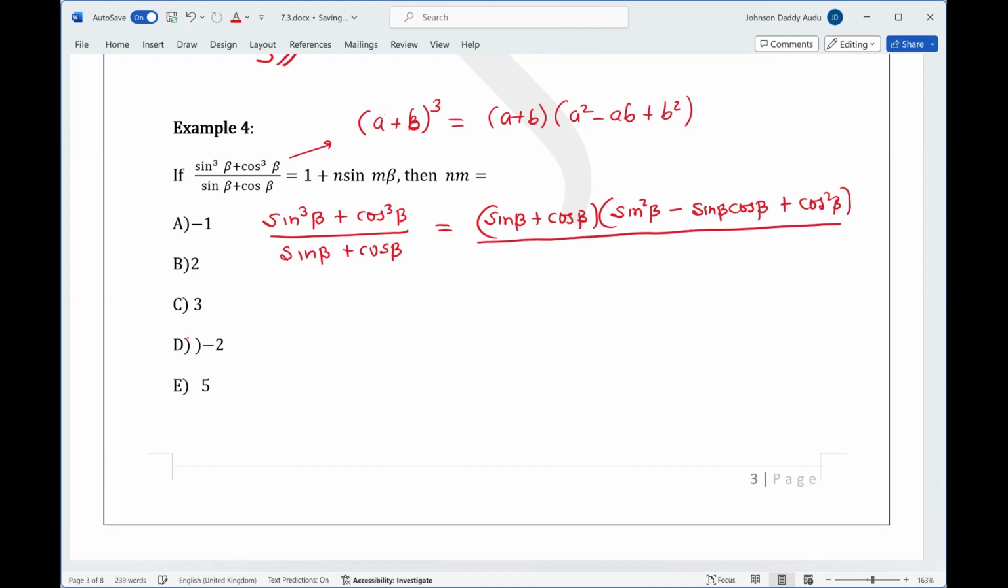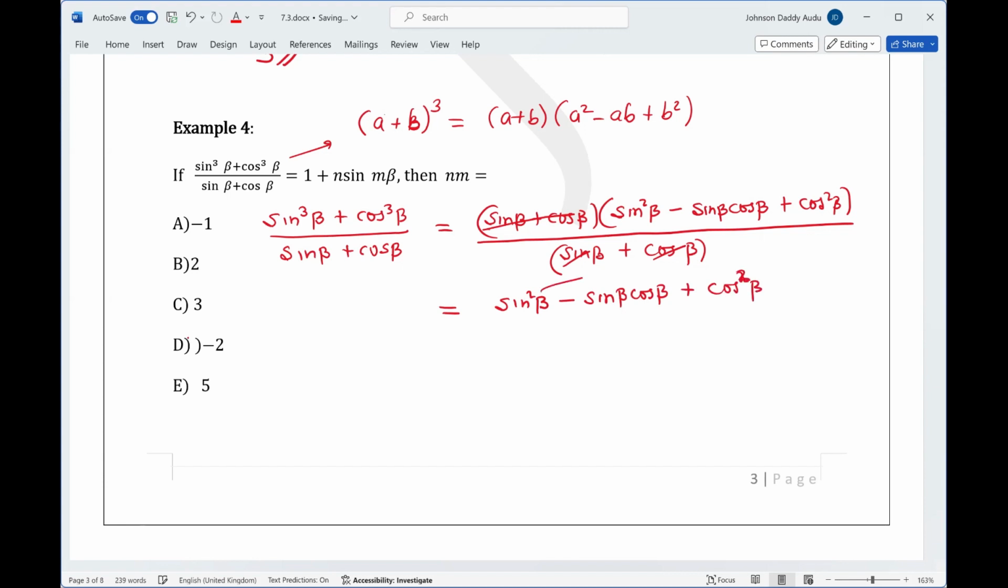Now we divide by what? Sine beta plus cosine of beta. And you can see that this and this, they are the same, right? They will cancel. So it means we will just have what here? We will have what left? We will have sine squared beta minus sine beta cosine beta plus this one, yes?